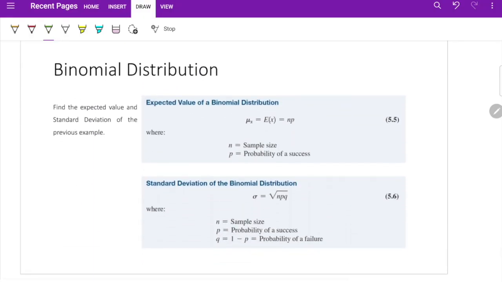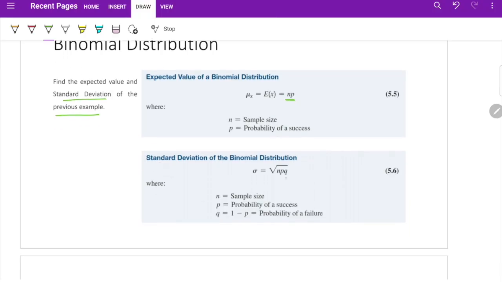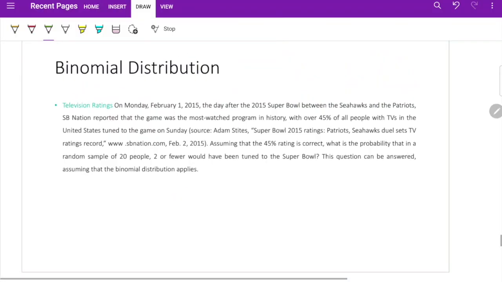And the easy part in the binomial is we can find the expected value of the binomial distribution easily, and we can find the standard deviation easily. So in the previous example, how to find the expected value, you just multiply n times p, and how to find the standard deviation, you just multiply n times p times q, square root of all of these. So let's go to the previous example.